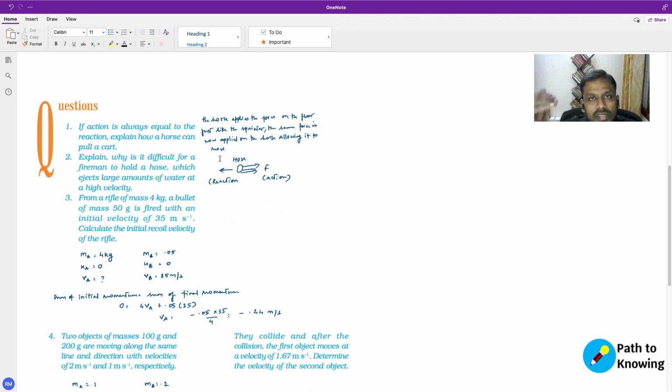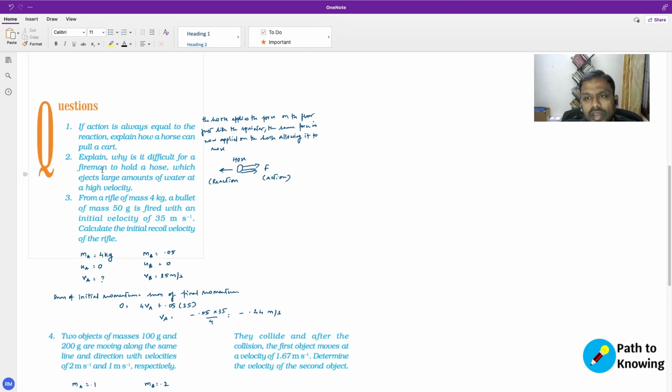The horse also applies the force on the floor, and that is how the horse leaps forward, or takes that step to pull a cart. So it's Newton's third law of motion.